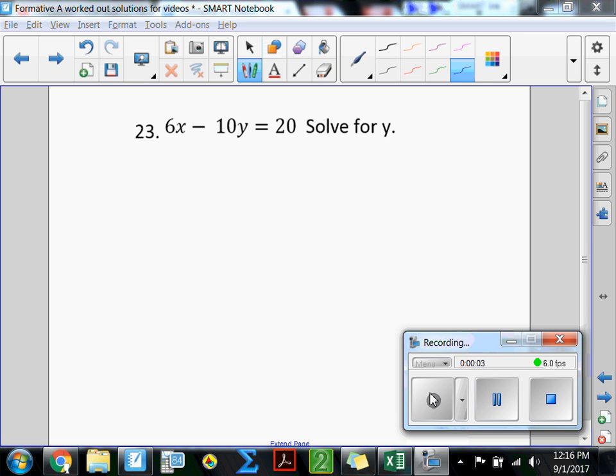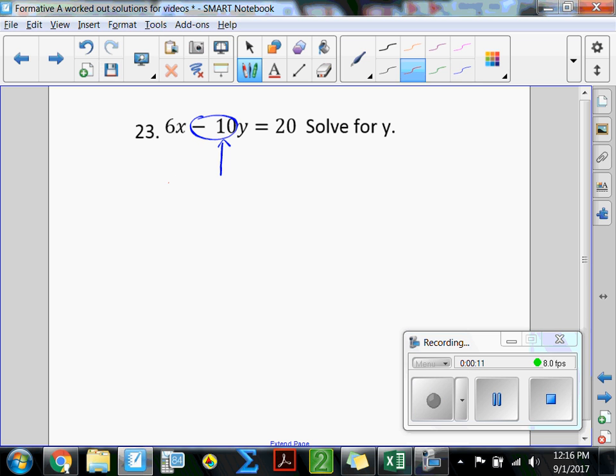Number 23. Number 23, I'm trying to get y by itself. So at some point I need to deal with this negative 10, and at some point I need to deal with this 6x, because that will leave y by itself.